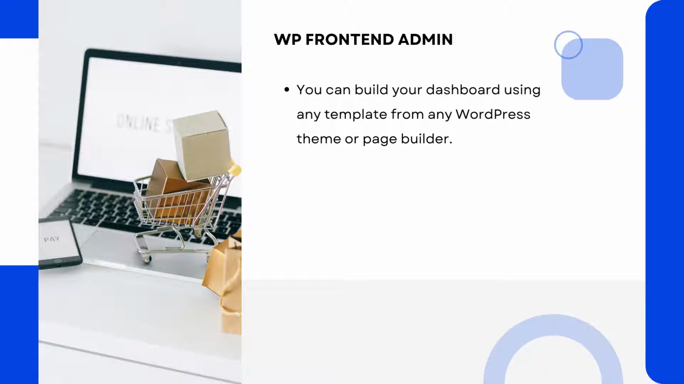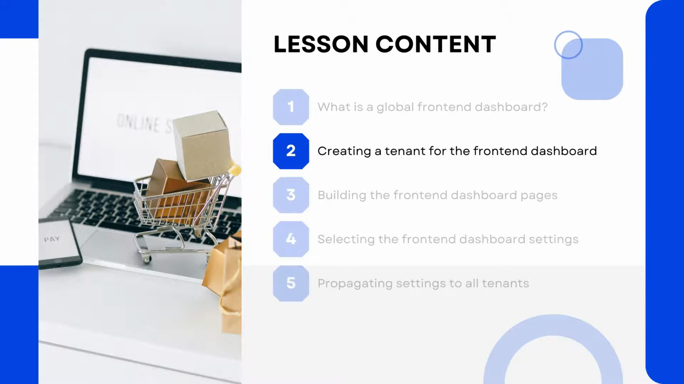Let's see how to create a front-end dashboard for our multi-tenant e-commerce platform. We first need to create a new site or tenant on Wildcloud. The client tenants or sites will be automatically connected to our front-end dashboard site, so that when clients try to open the WP admin dashboard to manage their sites, they will be redirected to this site, which will contain all the necessary front-end admin pages.